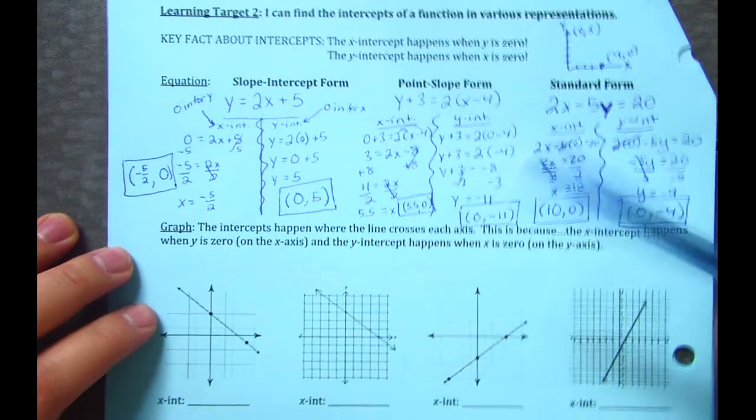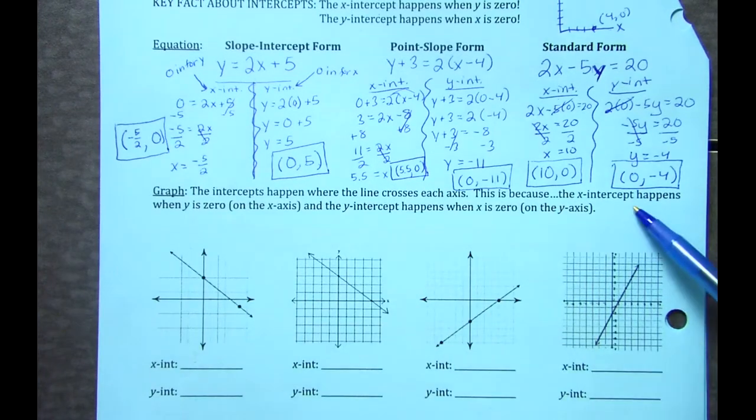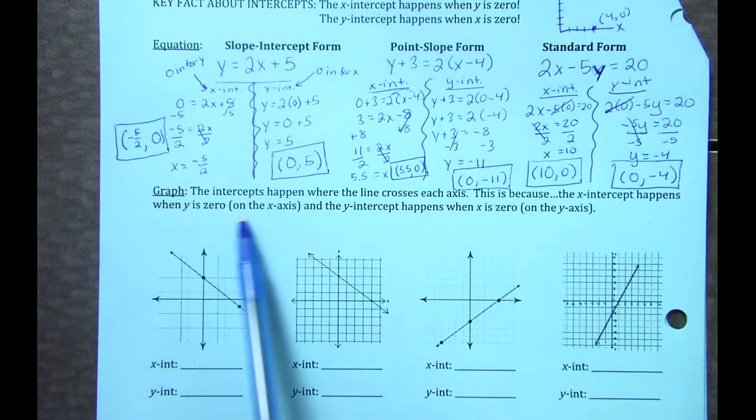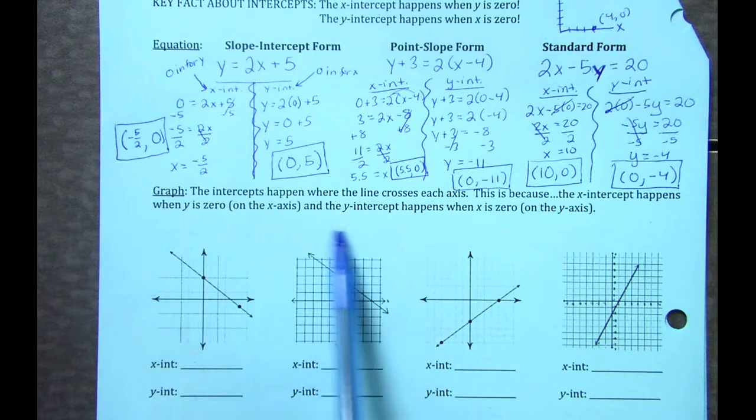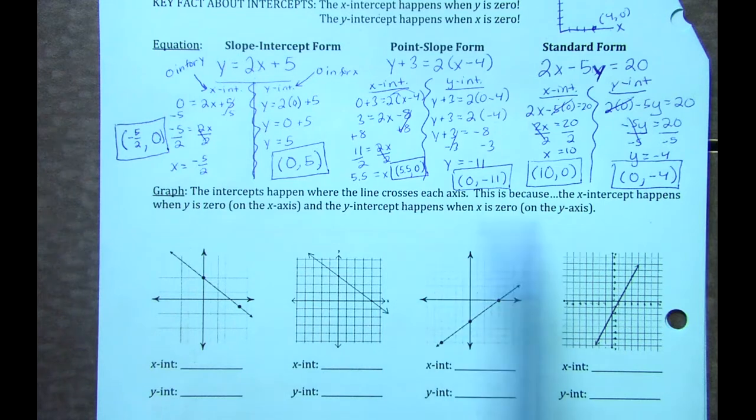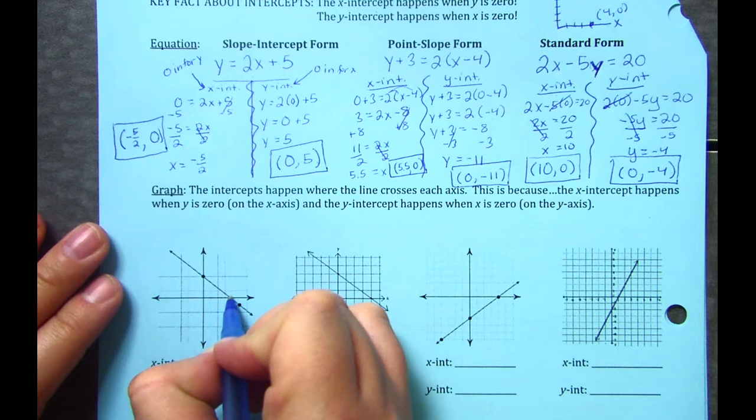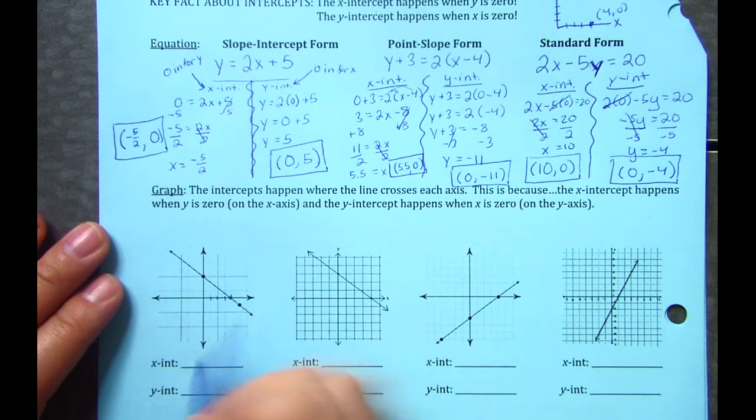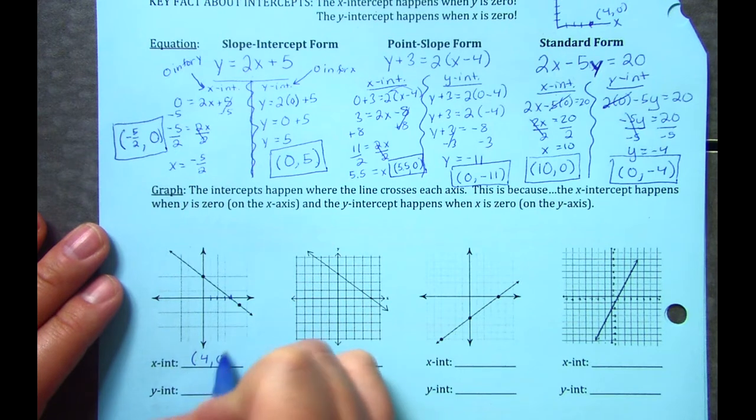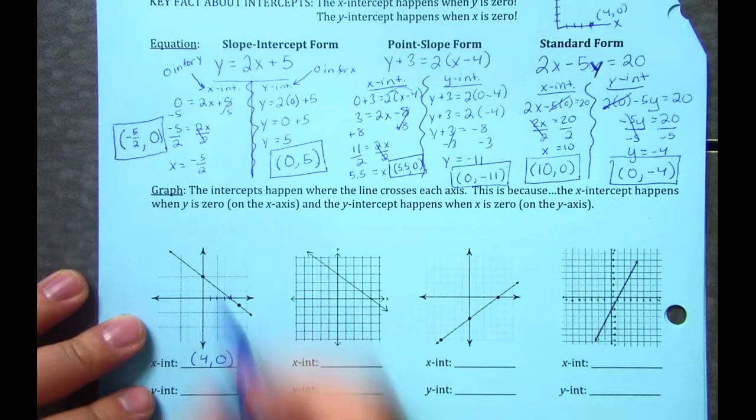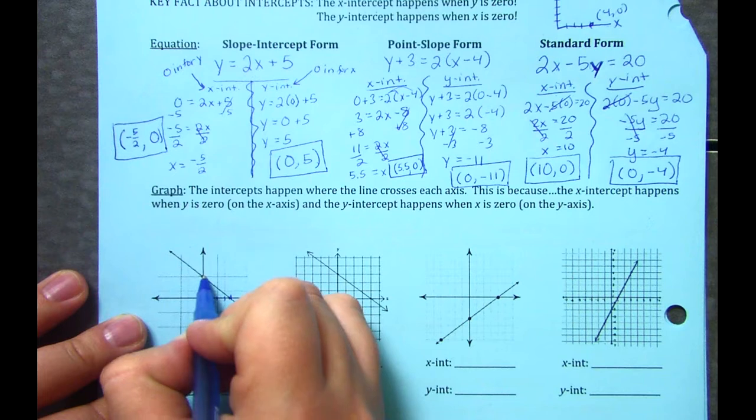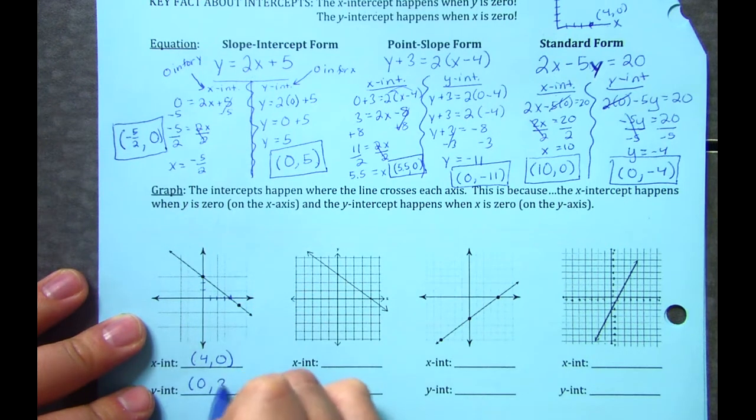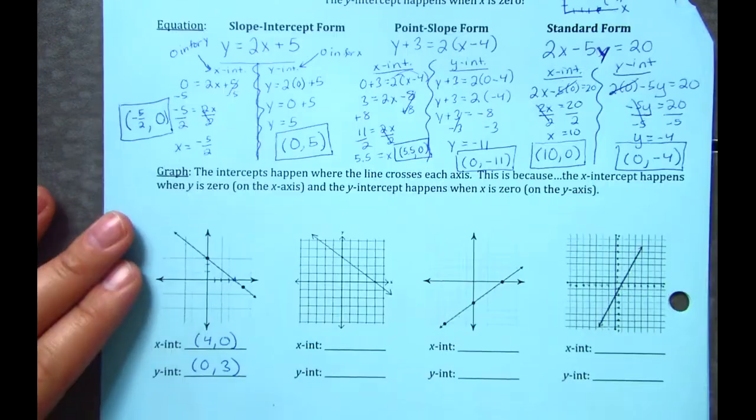Graphing is also really nice, because the intercepts happen when the line crosses each axis. This is because the x-intercept happens when y is 0, which is on the x-axis, and the y-intercept happens when x is 0, which is on the y-axis. So here the x-intercept is right there, which is at the point 1, 2, 3, 4. So it's at 4, 0. The y-intercept is at 1, 2, positive 3. So it's at that point right there.